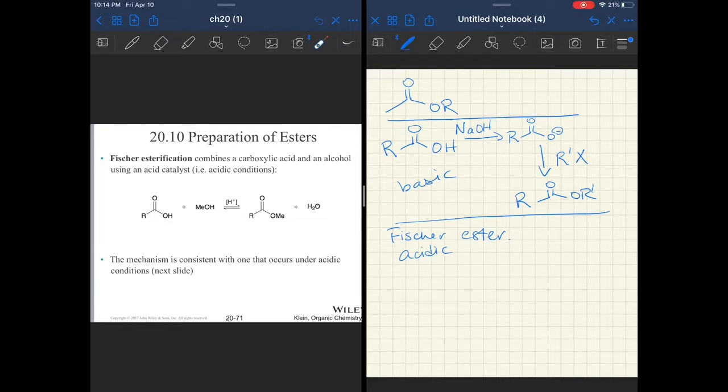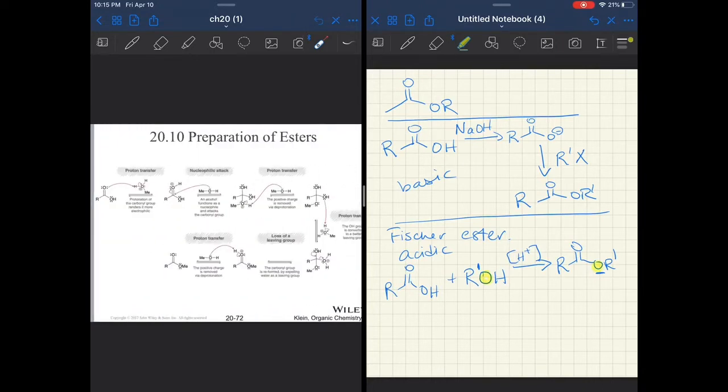You're still starting with a carboxylic acid, and instead of an alkyl halide, you are using an alcohol, right? You have an acid catalyst here. In the lab that we looked at, sulfuric acid was used. And in this scenario, the oxygen right here in the ester actually comes from the alcohol, right? This oxygen here is this oxygen. We are going to go ahead and take a look at this mechanism together.